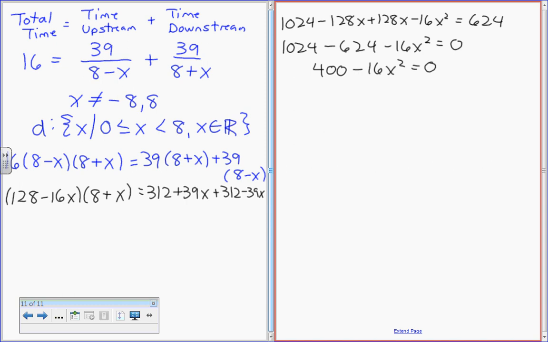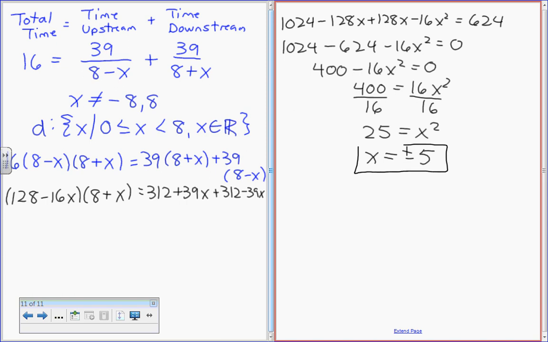I'm going to do 400 equals 16x squared. Next step, Ben, is what? Divide by 16. You get a beautiful number, which is 25 equals x squared. Final step is going to be what? Square root. So x is equal to plus or minus 5.